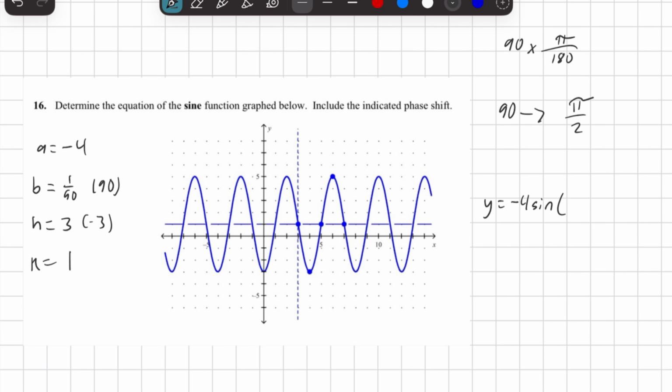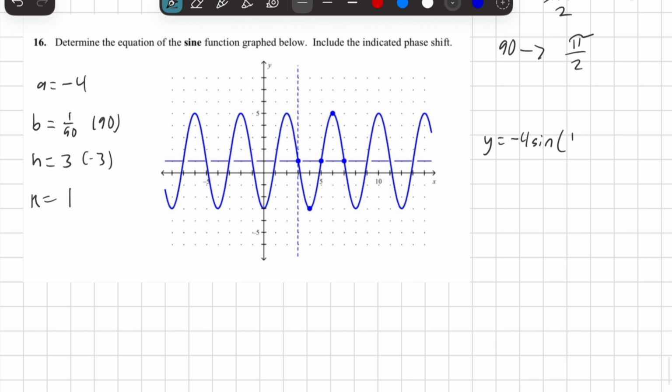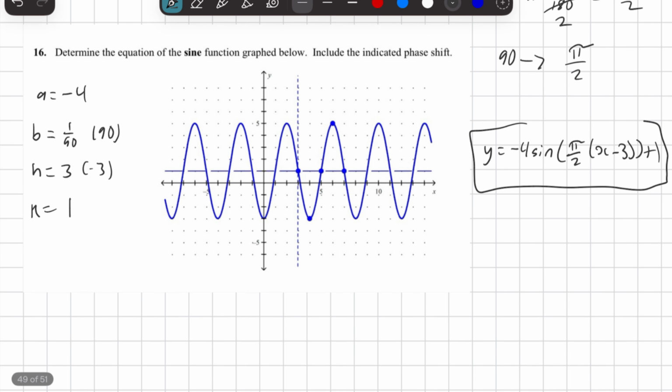And this is going to cancel out to be 1. And this is going to be 2. And that's just going to equal pi over 2. So that's how you get that. So you do pi over 2 times x -3 plus 1. And that is your equation for that.